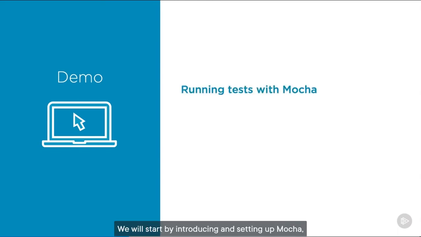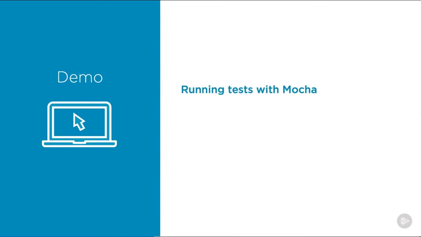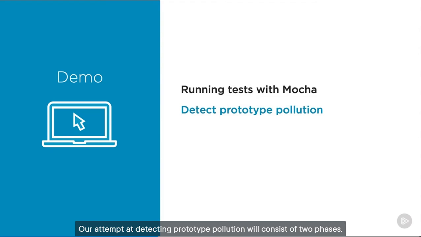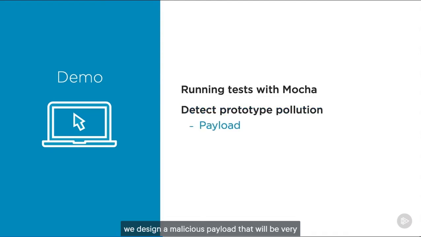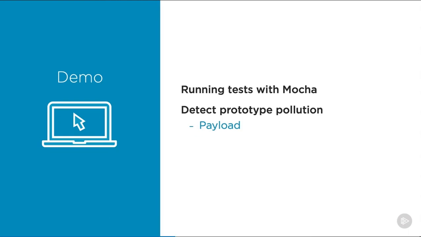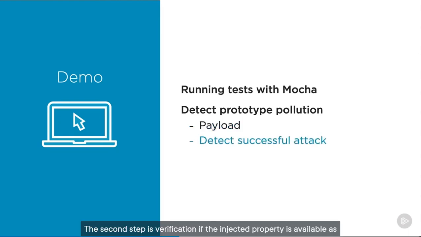We will start by introducing and setting up Mocha, a very popular JavaScript test runner. We could achieve the same goal with any unit test framework or even without one. Mocha is simple and popular and will allow us to get rid of the boilerplate and focus on the essence of the test. Our attempt at detecting prototype pollution will consist of two phases. First, we design a malicious payload that will be very similar to the one we used in Module 4. We will inject a property to the object prototype. The second step is verification if the injected property is available as an inherited property on another unrelated object.